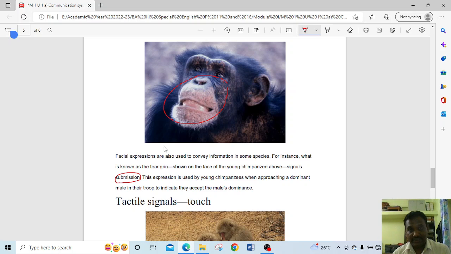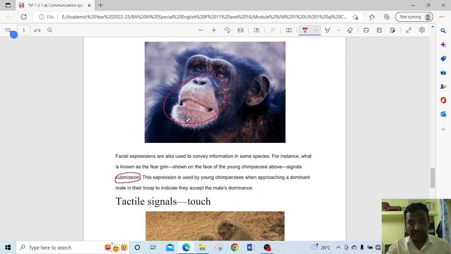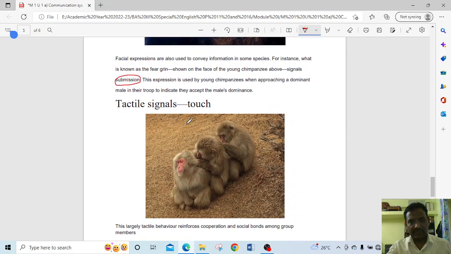When they have to show this, ज्याला आपण म्हणतो ना की हार मांडल्यानंतर आपण एक विशिष्ट एक्सप्रेशन देतो चेहऱ्यावर, तशा प्रकारची ही एक्सप्रेशन इथं यंग चिंपांजींना दिलेले आहे. Towards whom? Towards the dominant male chimpanzee. So this expression shows that facial expression can be used by animals.